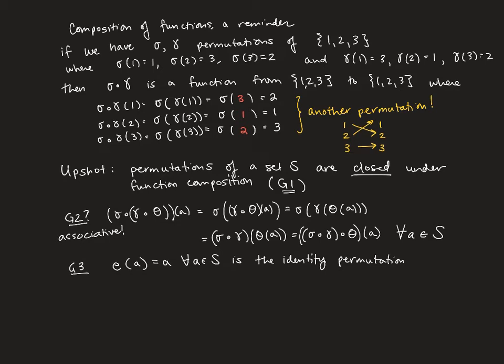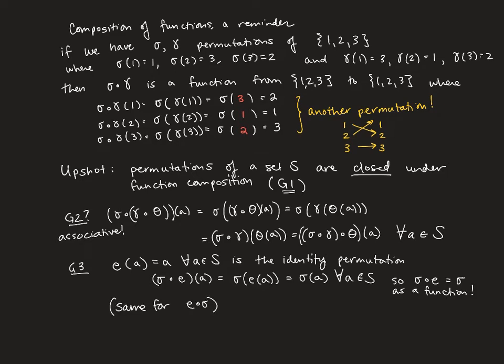All right, G3, do we have an identity? Well, the permutation that just sends everything to itself is the identity permutation for function composition because of the way it composes with other functions. Let's take a look. Sigma of E of A is sigma of E of A, which is sigma of A for all A in S. So sigma of A is just whatever sigma does to A. And that means that sigma of E is the function sigma. And the same is true if we compose them in the opposite order.